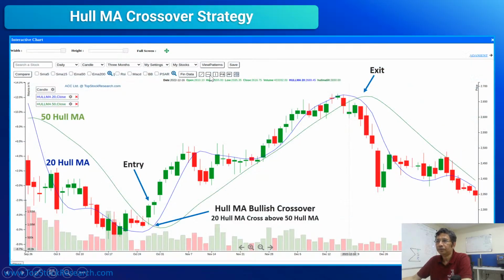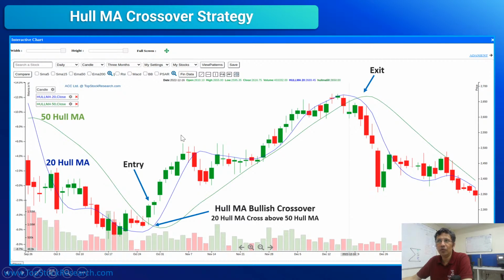Let's see examples. Hull moving average, very similar to any other crossover. You can use Hull moving average crossover, right? And then use the bigger moving average as stop loss, and then you'll see the response much better. Hull moving average will give you better response time compared to simple and exponential moving average, right? This is a very simple example of using Hull moving average crossover.